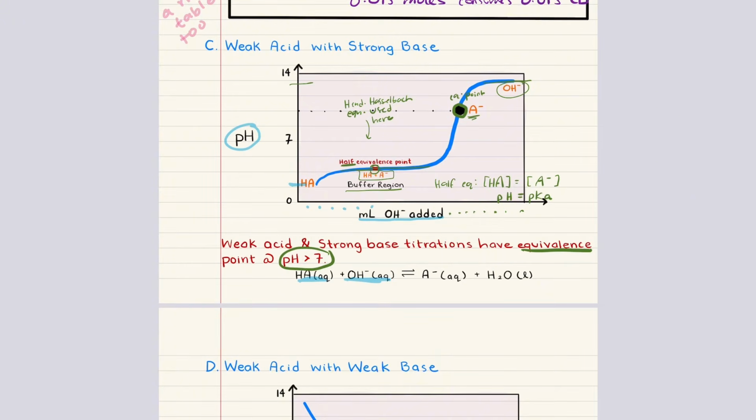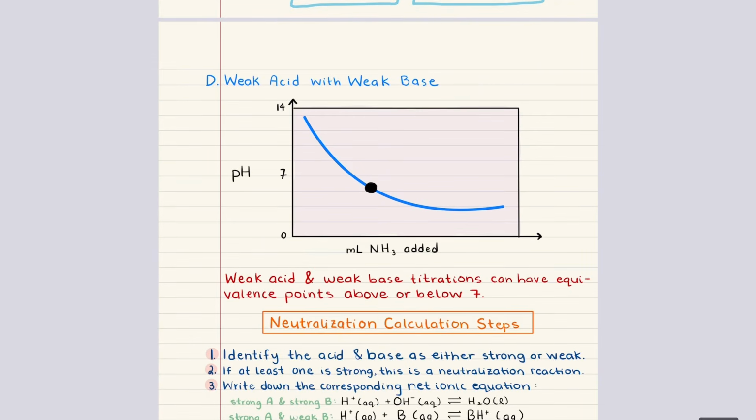So the takeaways for a weak acid with a strong base are simple. There is a buffer region before equivalence. pH equals pKa at the half equivalence point, and the equivalence point itself is basic because only the conjugate base is active there. The net ionic chemistry that you are tracking the whole time is HA reacting with hydroxide ions to form the conjugate base in liquid water.